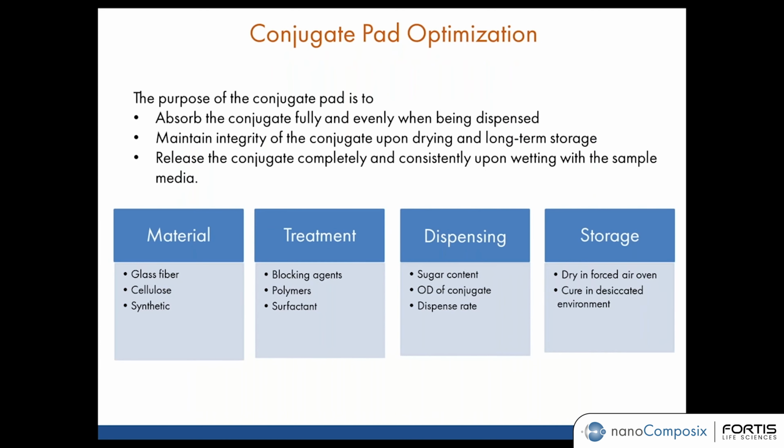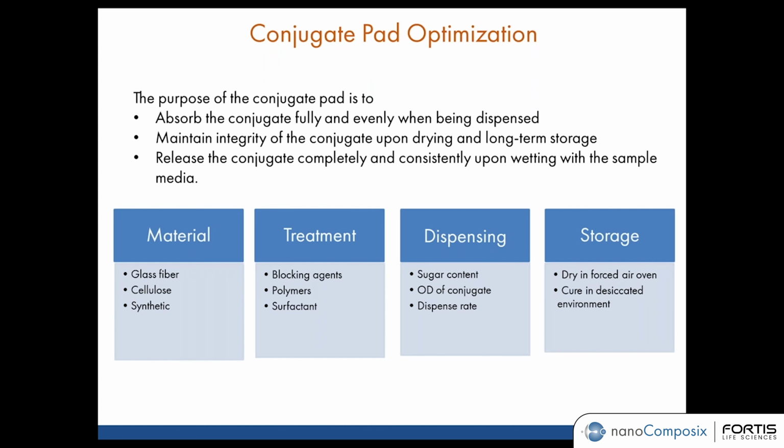The next optimization we'll discuss is the conjugate pad. The purpose of the conjugate pad is to absorb the conjugate fully and evenly while it's being dispensed so that each test delivers the same number of conjugated particles. It should maintain the integrity of the conjugate upon drying and also during long-term storage, and aid in the release of the conjugate upon wetting with the sample media. Conjugate pads are most often made of glass fiber, cellulose, or other synthetic materials. Pretreatments can be employed to help particle release and decrease nonspecific binding.